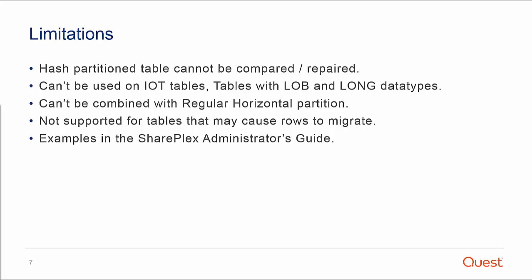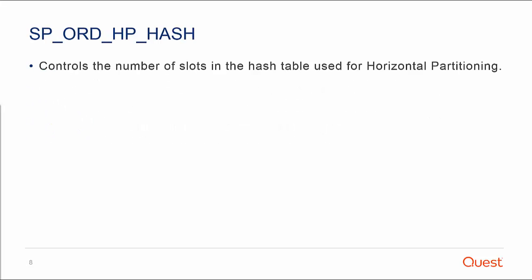For more details on the operations that cause rows to migrate, refer to the Configure Horizontal Partition Replication section in the administration guide. SPORD_HP_HASH is related to key cache memory usage for the reader process. This parameter controls the number of slots in the hash table when using horizontal partitioning. By default, this parameter is set to 16 slots to minimize the memory usage.